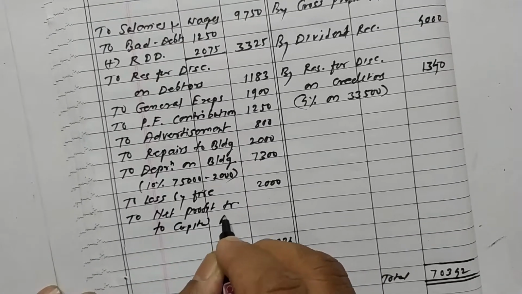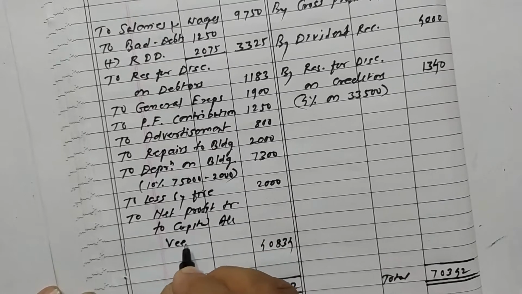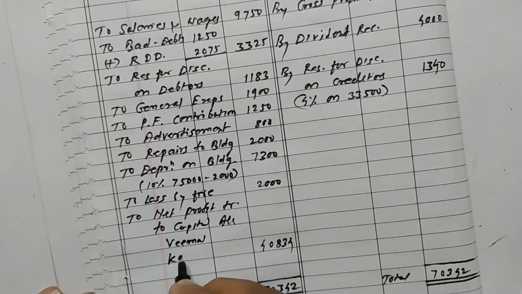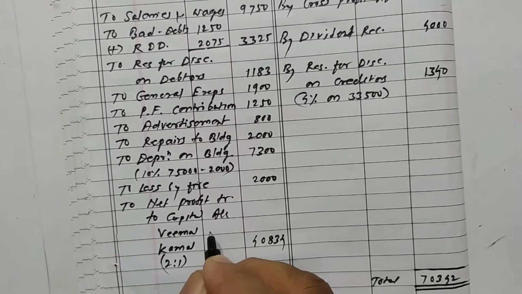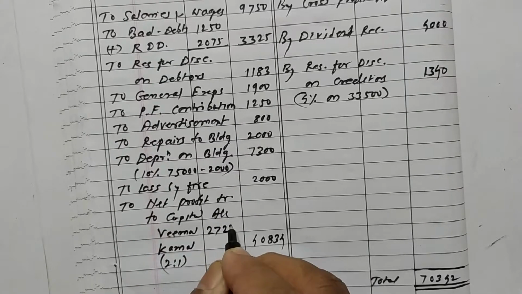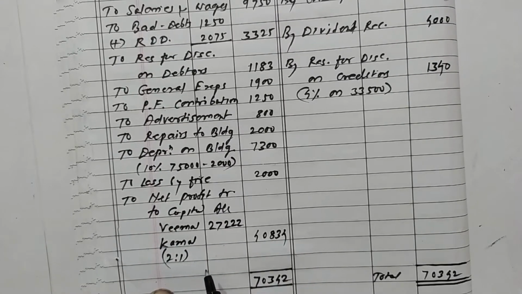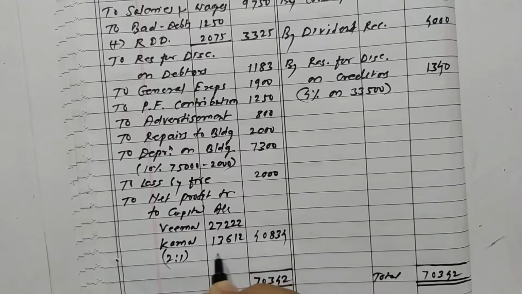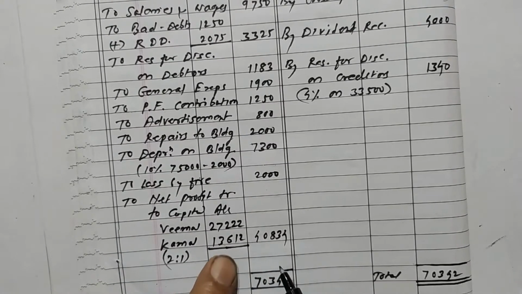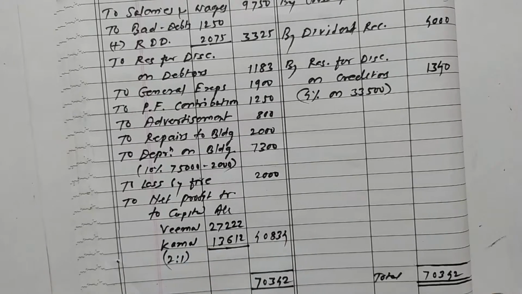Net profit transferred to capital account. Partners' names are Vimal and Kamal. Ratio is 2:1. Proportionate amount goes to Vimal 27,222 and Kamal's proportion is 13,612. Just we make the total. Okay, correct. Now we go to the balance sheet.